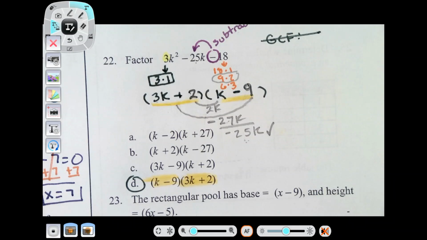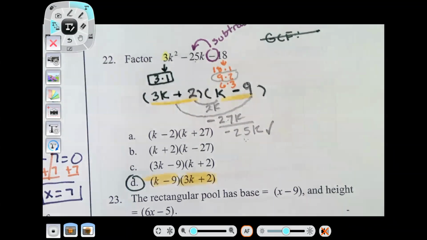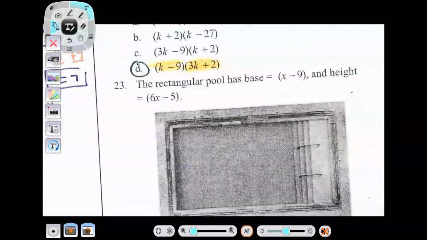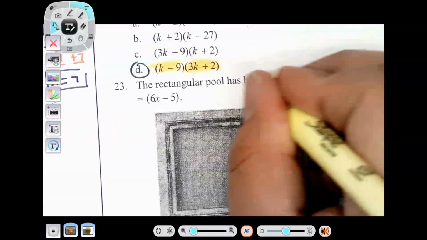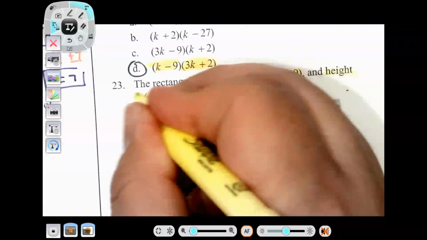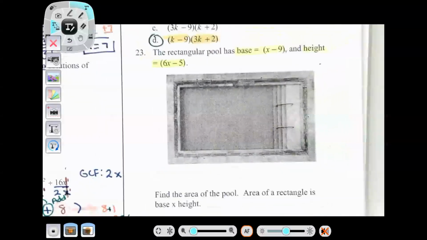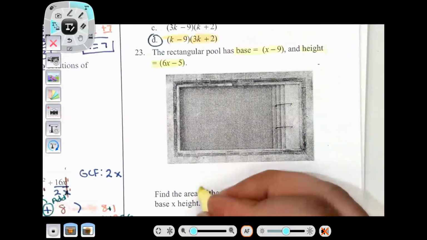Now, 2 more problems on this page. We saw this one the other day. The other day we saw it with a basketball court. Well, today we're talking about a swimming pool. The rectangular pool has a base of x minus 9. Remember, learn to highlight the math. That's the math. A height of 6x minus 5. And then, of course, they say the word, find me the area.